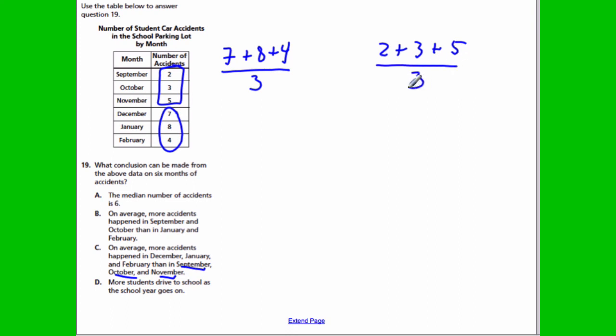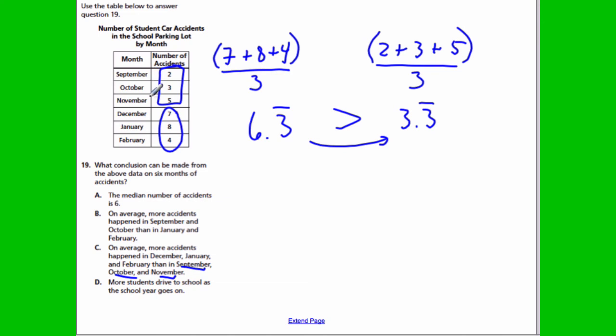So here I get, for number 19, the first part, 7 plus 8 plus 4. I would really suggest you do this on your calculator, put this in the top part, then hit enter or put it in parentheses and divide by 3, and you get 6 and a third. Then do 2 plus 3 plus 5, or 10 divided by 3, which is 3 and a third. Well, 6 and a third is greater than 3 and a third. So does December, January, and February have more than September, October, and November? Yes. So I'm guessing my answer is C.